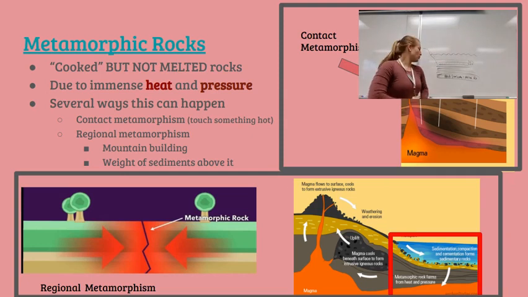Okay. So metamorphic rocks are different from igneous rocks because they're cooked but not melted. And ways that we can add that heat and pressure is either through contact metamorphism or through regional metamorphism over large areas.